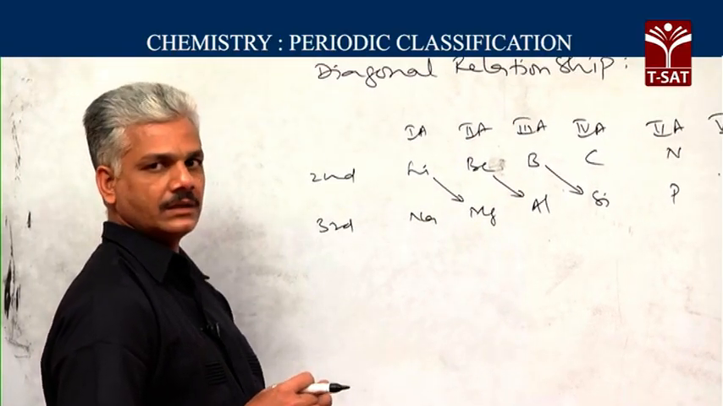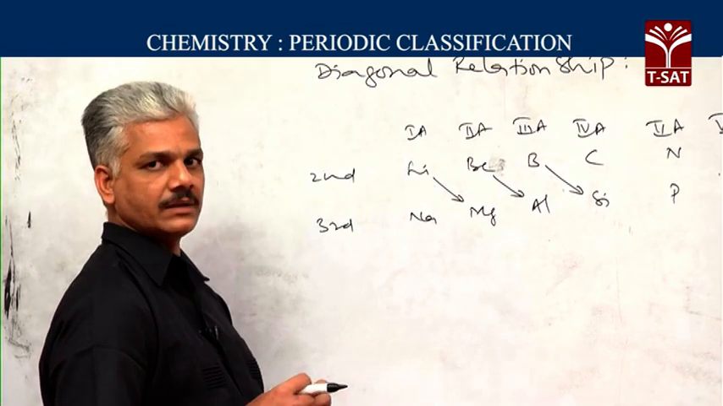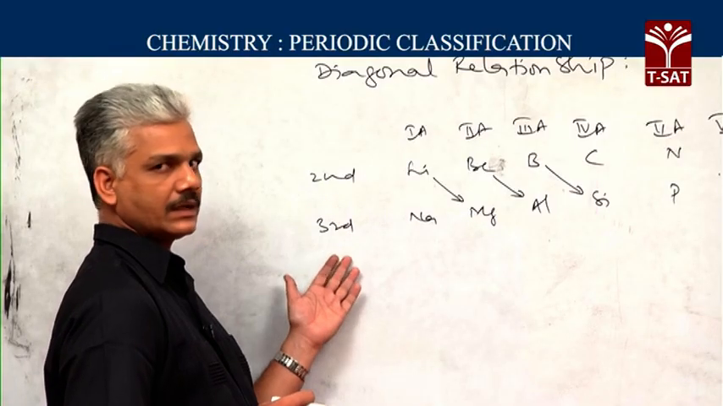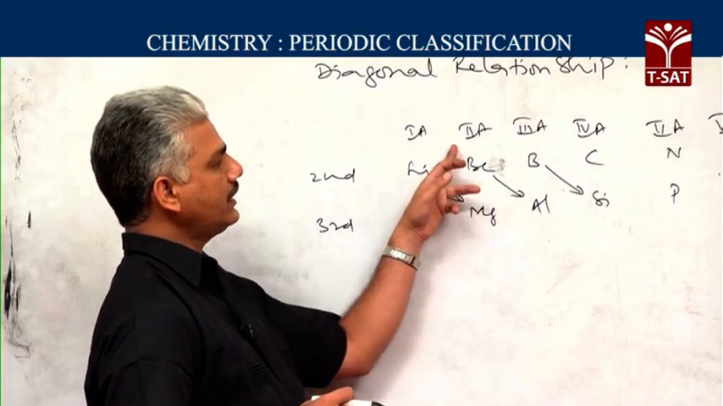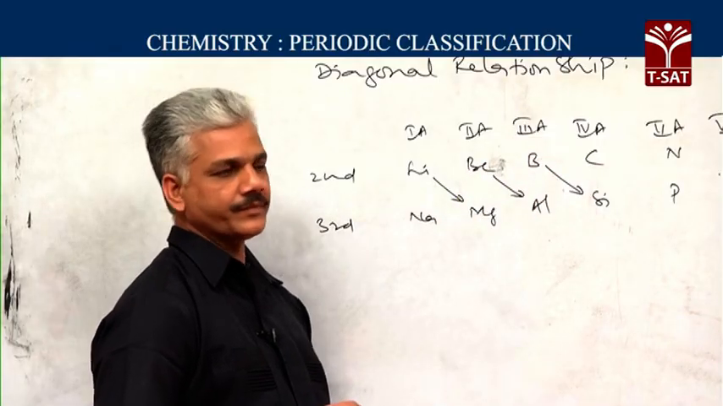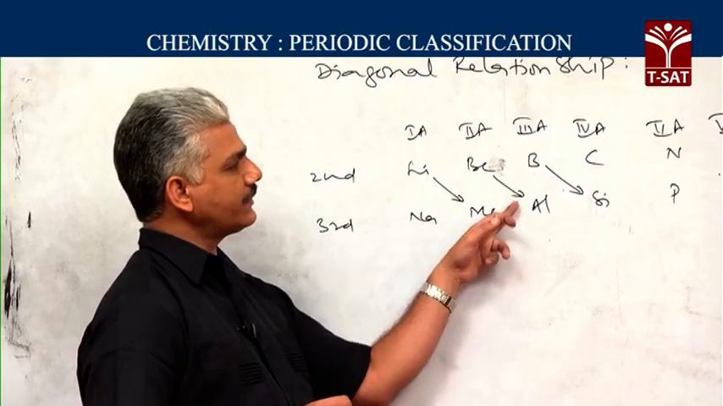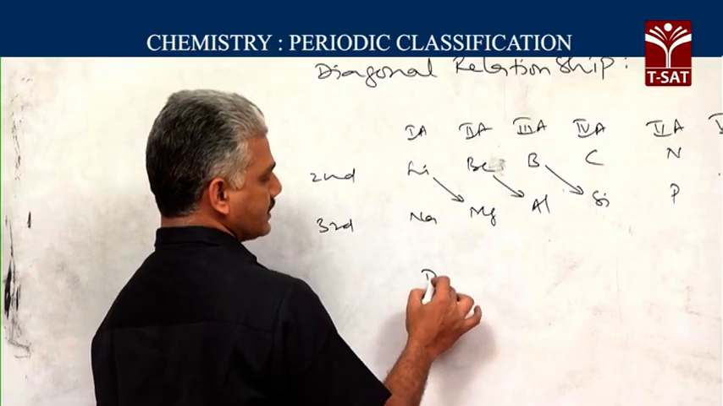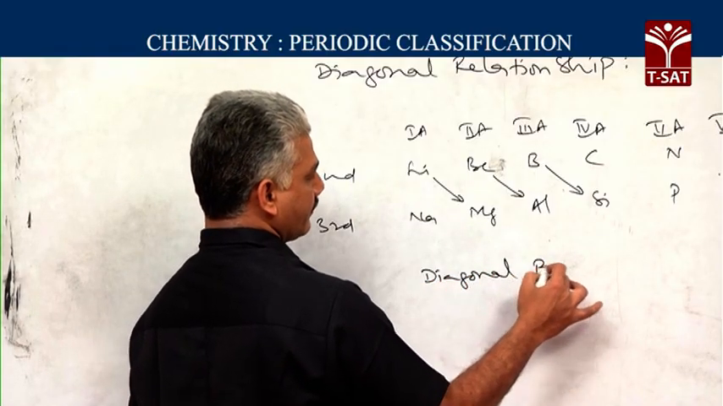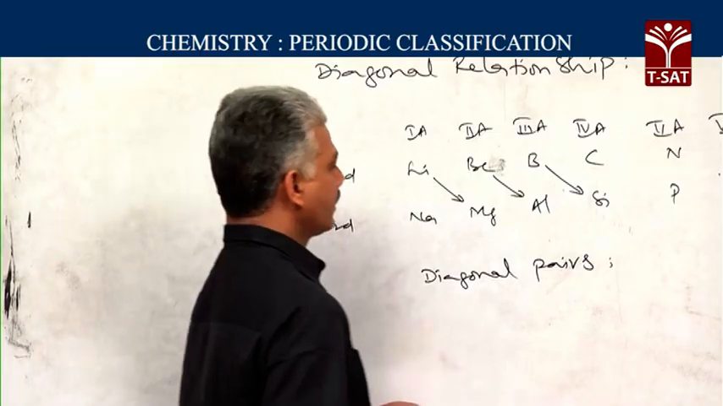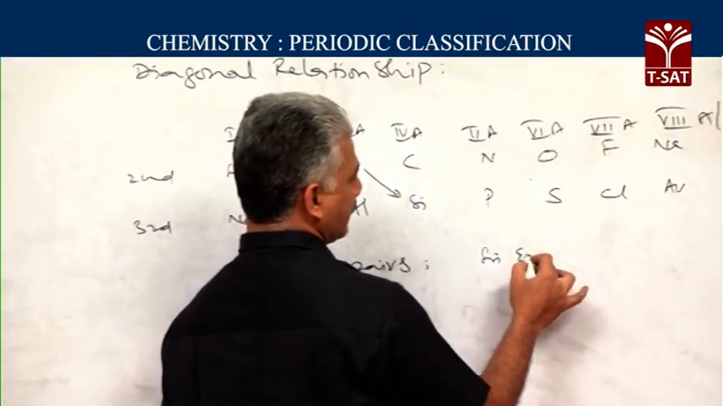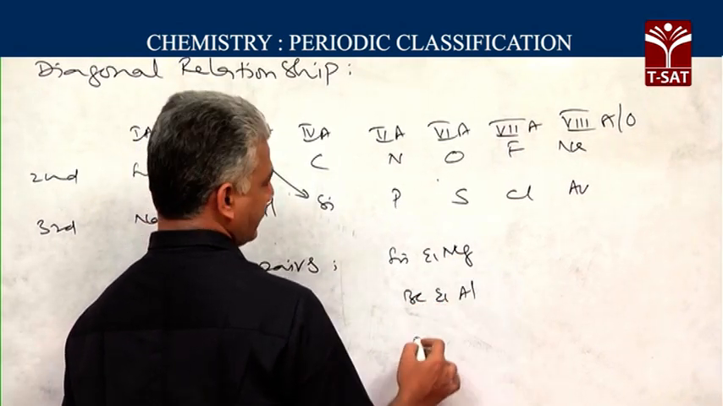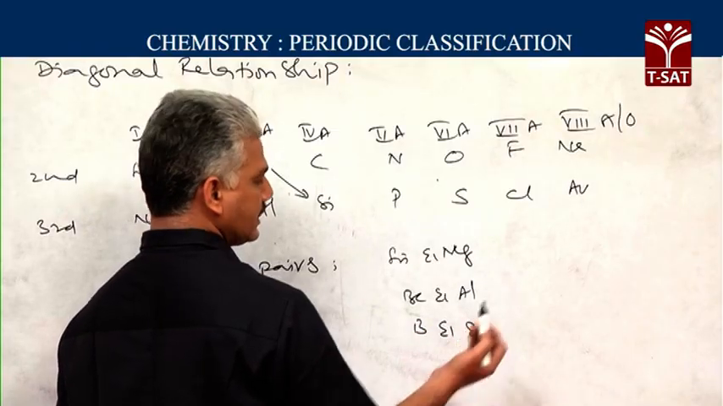So, as you can see, this diagonal relationship is a very limited property observed in only 2 periods of the periodic table, second period and third period, that too in only the first 4 groups, and that too only 3 pairs of elements exhibit this property. That is why these pairs are called diagonal pairs. The first pair being lithium and magnesium, second pair being beryllium and aluminum, third pair being boron and silicon.